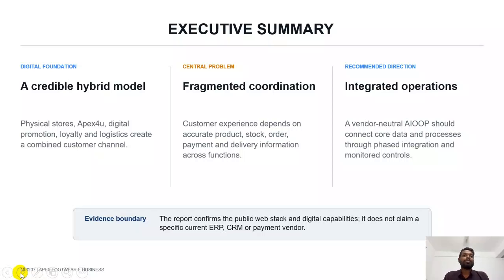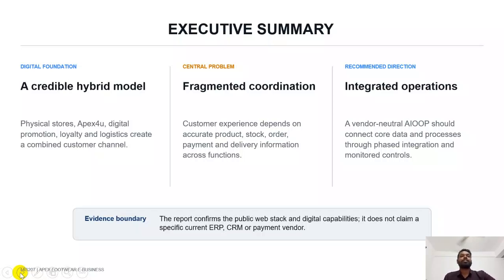Our main concern is therefore fragmented coordination. Our recommendation is a vendor-neutral integrated platform, or AIOOP, which would connect this core data and processes through phased integration and monitoring. One important limitation of our research is that we do not claim that Apex currently uses a particular ERP, CRM or payment vendor unless the available evidence confirms it.